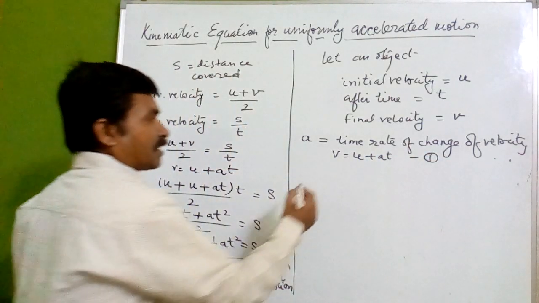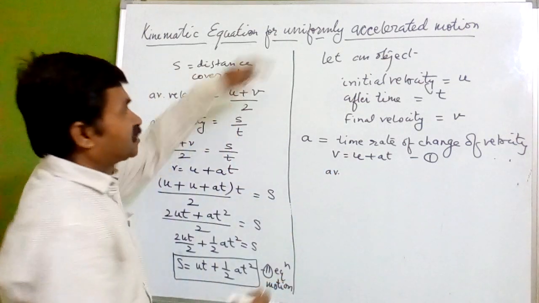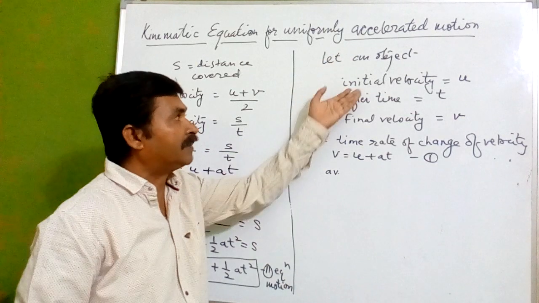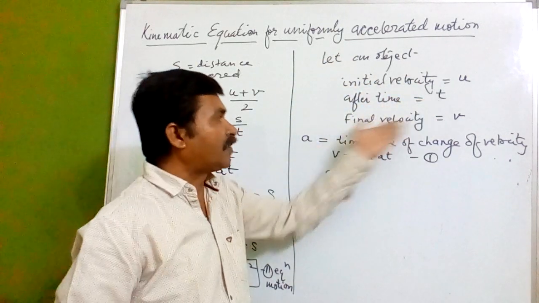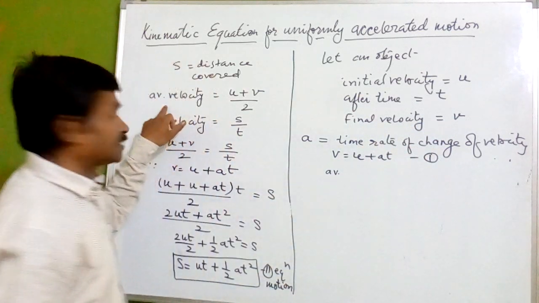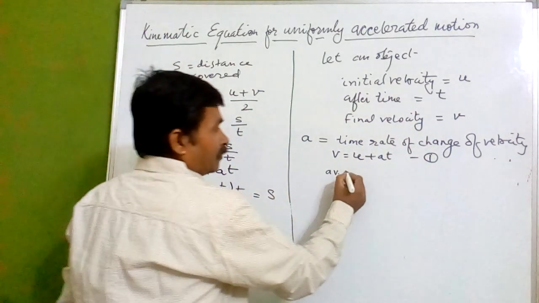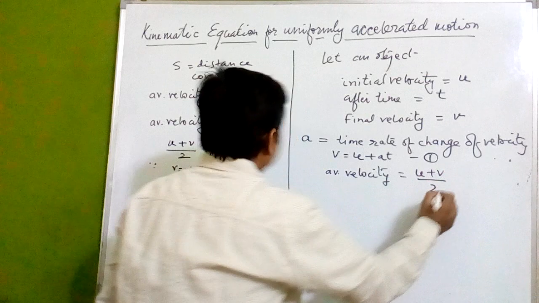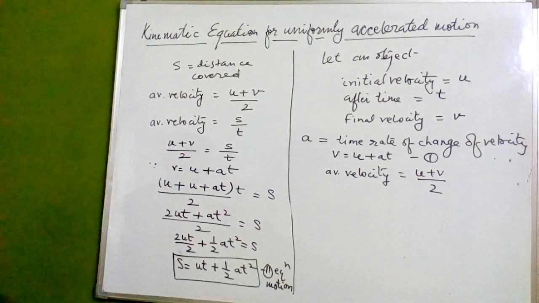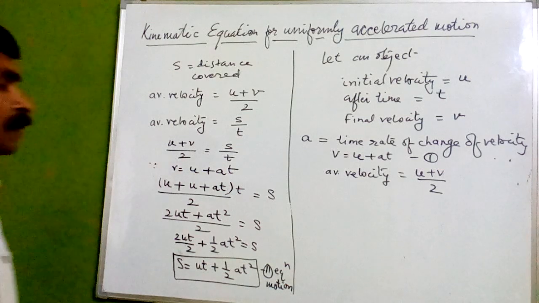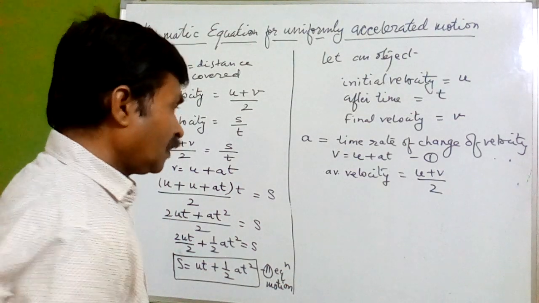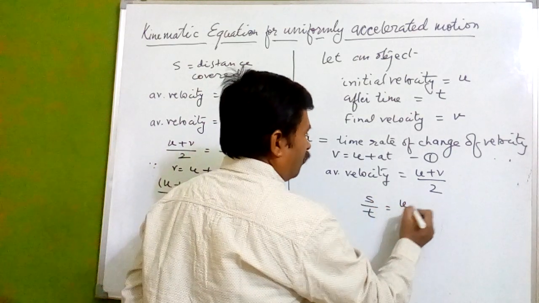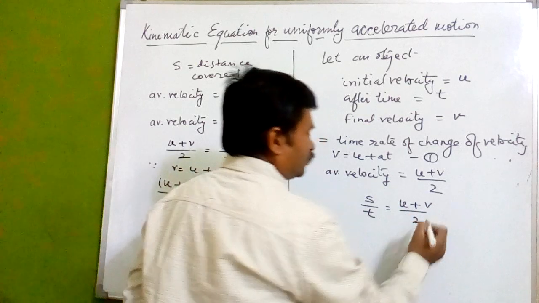Now see here, we have got this average velocity. Again I am taking this expression, all the parameters are the same. Whatever assumptions we have taken: initial velocity u, time t, final velocity v. So again we are taking this average velocity. Now average velocity is u plus v upon 2. Okay. Now we know that average velocity is equal to s upon t, so s upon t equals u plus v upon 2.